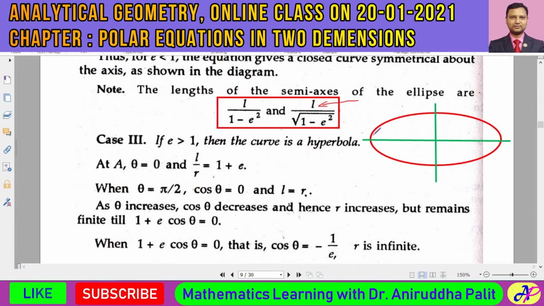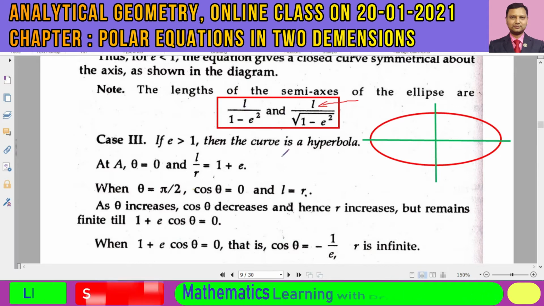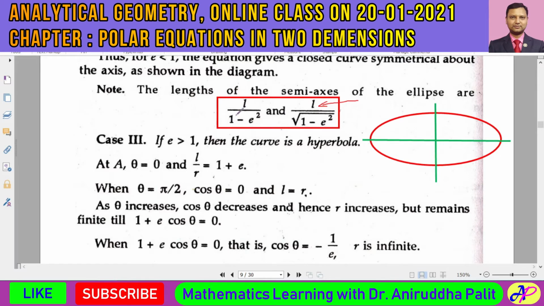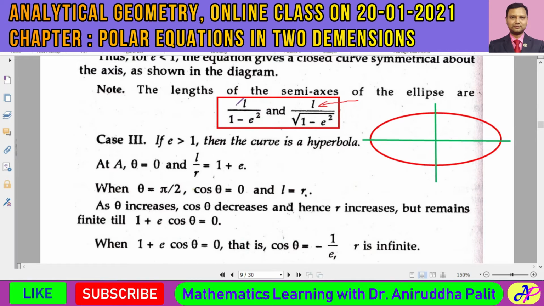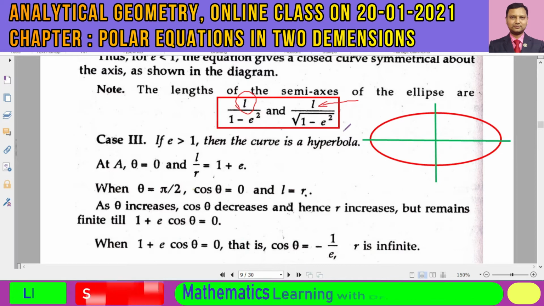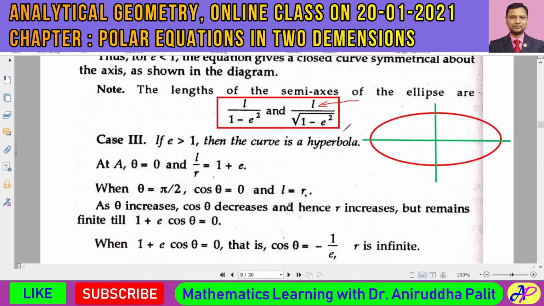Generally, you write 1 divided by root over of 1 minus e square, or 1 divided by 1 minus e square. So this in the numerator is actually L, not 1. L means the semi-latus rectum.